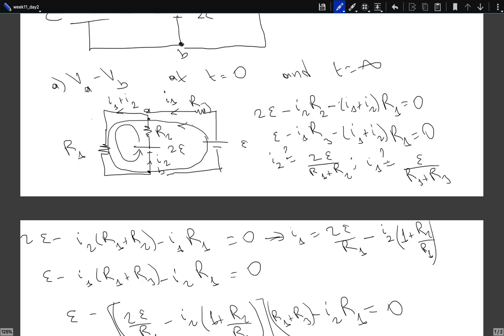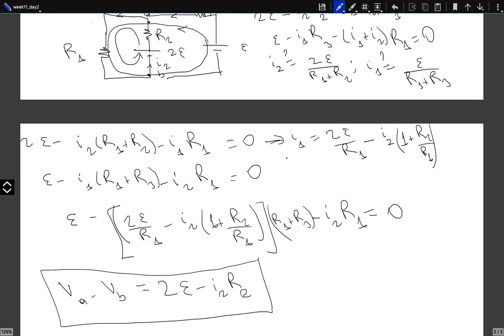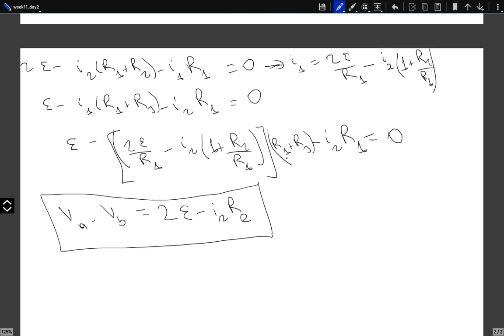Is the current's direction that refers to epsilon? Does it matter? It doesn't matter. If you assume the wrong direction, the current will turn out to be negative. If it turns out to be negative, then you know that its direction is the other way around. This is part A. Okay, not yet complete.